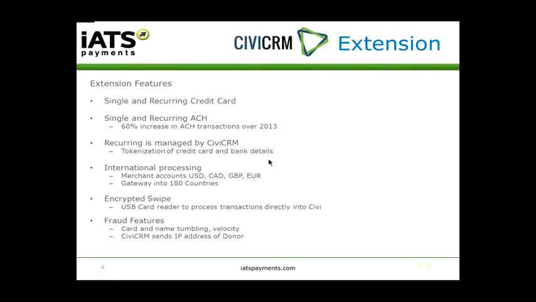So getting to the extension itself, what it can do is single and recurring credit card transactions. It can do single and recurring ACH, which are bank transfer transactions. We've found there's been a huge increase in ACH recurring transactions within North America, a 60% increase from 2013 to 2014. So clients are getting more and more used to donating and setting up recurring against ACH than with credit cards, and there's a significant price difference.